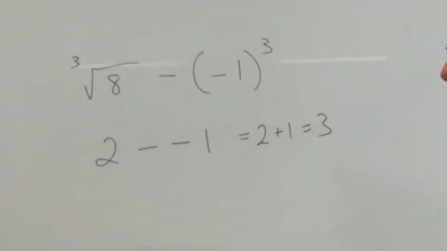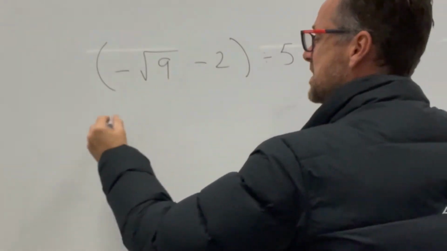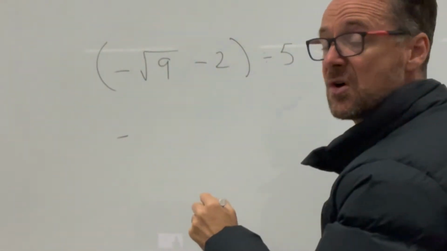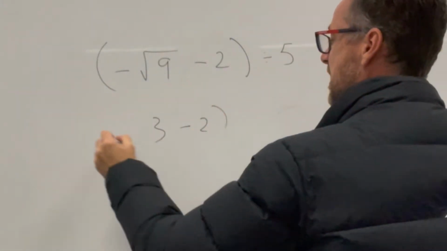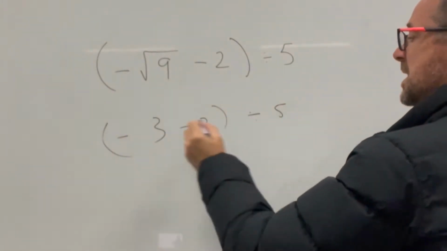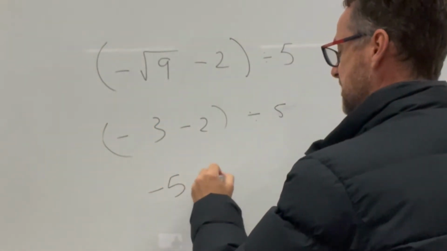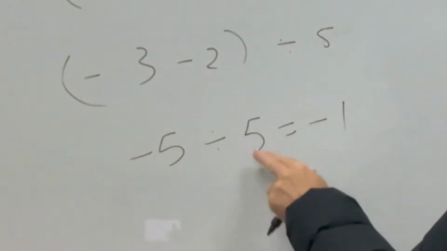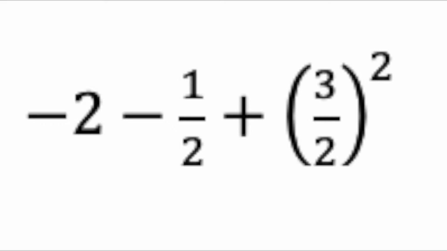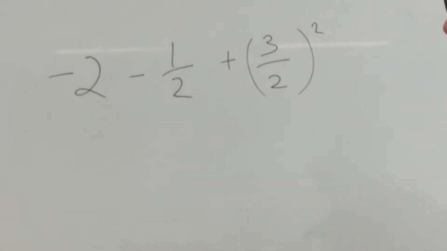So here, using BODMAS again, it's the negative of the square root of 9, which is 3, and then take away 2, and that's all in brackets, divided by 5. And so -3 take away 2 becomes -5. So -5 divided by 5 equals -1, because -1 times 5 equals -5. We can see here we've got a negative and a positive, so we can do those left to right, and then we've got to resolve the brackets first.